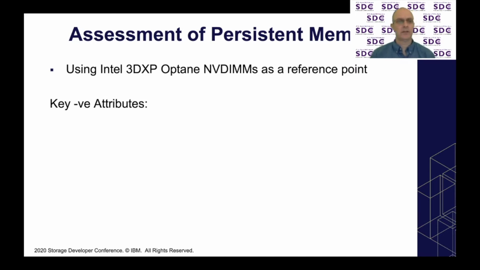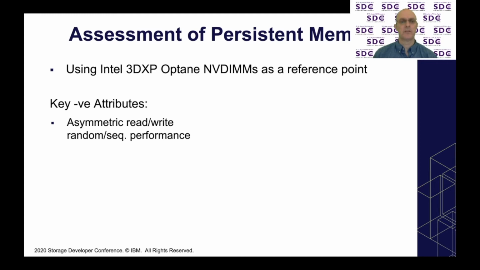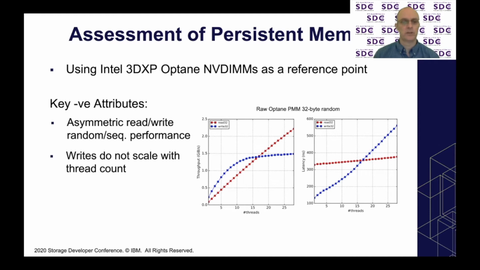So now let's take a look at some of the negative attributes. Firstly, performance is asymmetric. That is, the read performance is generally higher than write, and sequential is generally higher than random. Furthermore, writes do not scale well with threads. You can see the graphs here. On the left we have throughput, on the right we have latency.